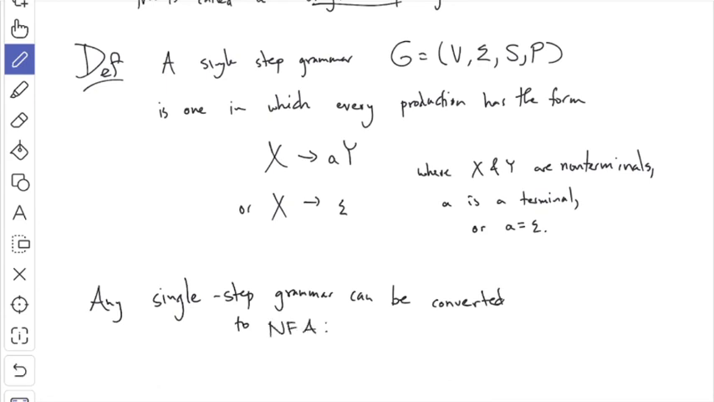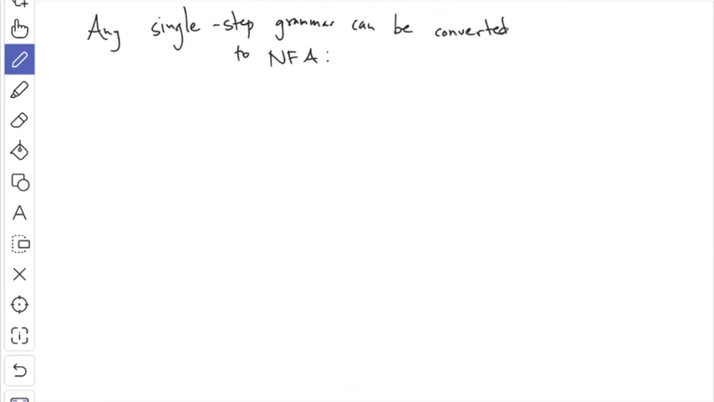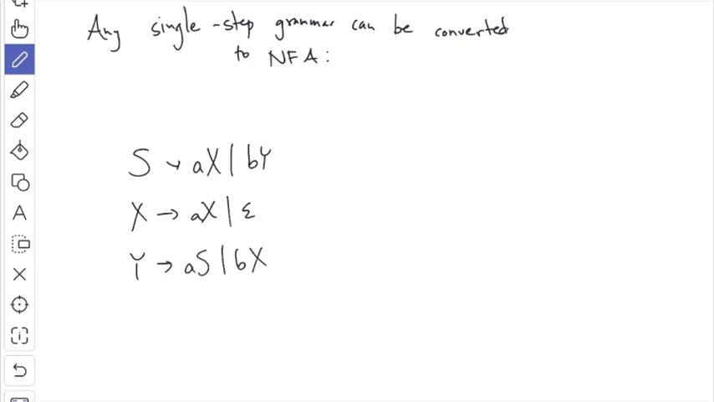For example, if I give you a single step, can you draw the NFA diagram out of it? Yes, you just reverse the process that we talked about before. So here's an example. S goes to AX or BY. X goes to AX or epsilon. Y goes to AS or BX or epsilon. How about that? And I'm going to try and draw an NFA from this. So let's convert to NFA.